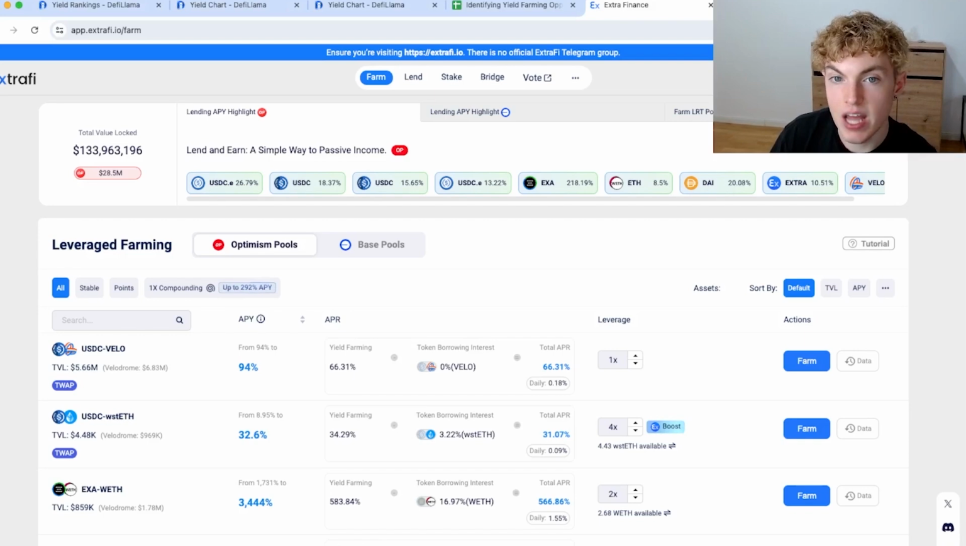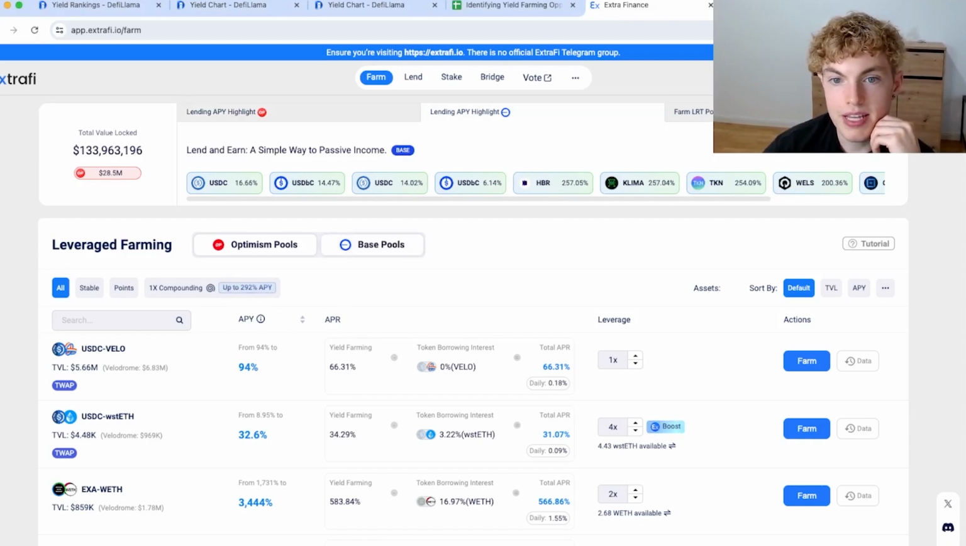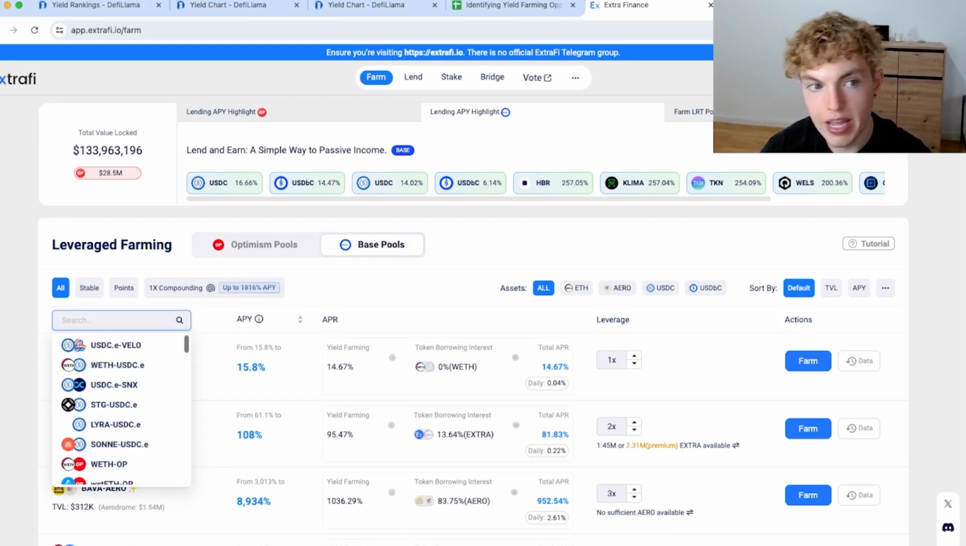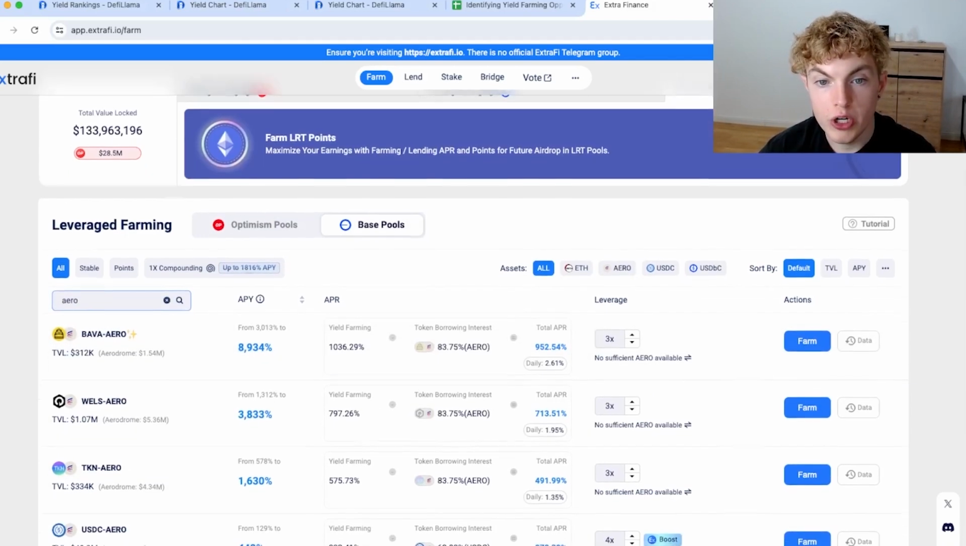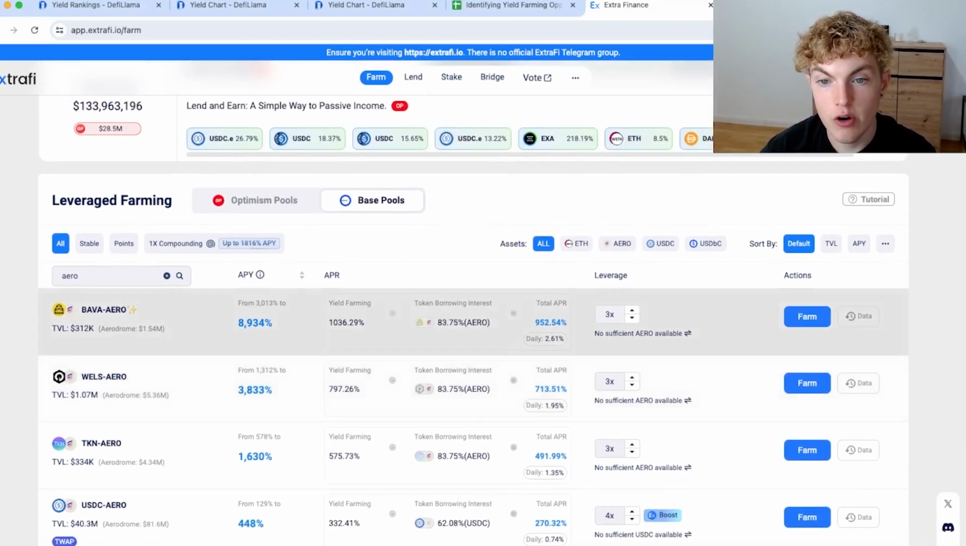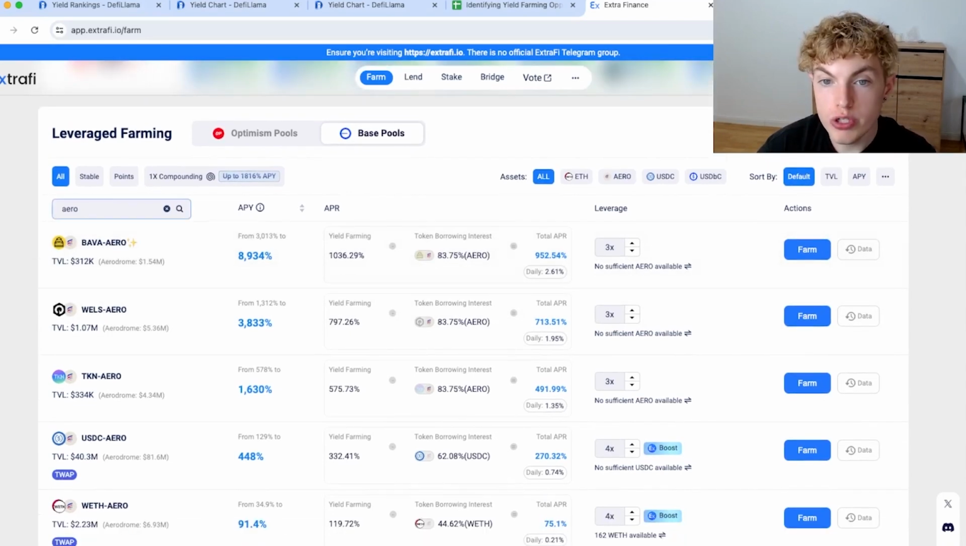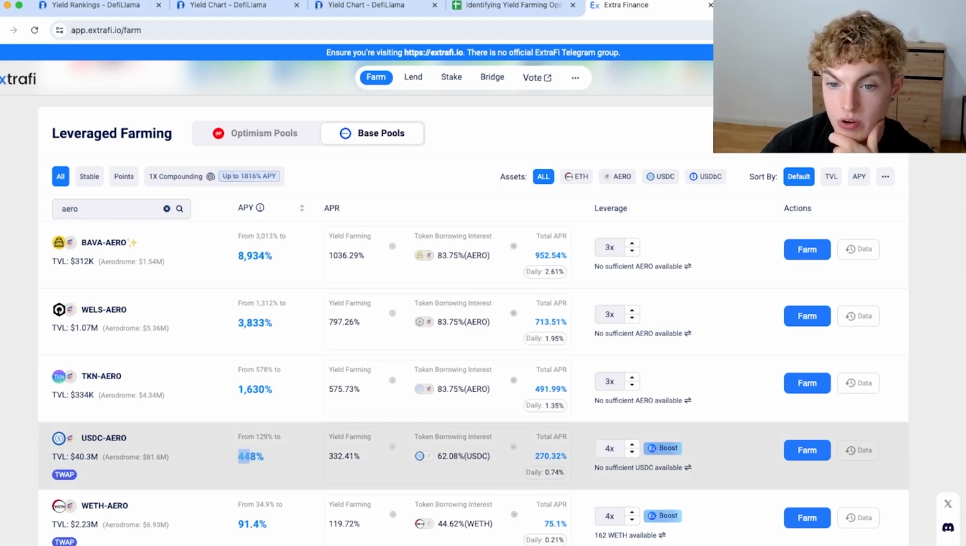Remember, this is on the Base network, but it also supports Optimism as well as Base. So we're going to go over to Base and then search for the Aero pool. When we're searching for the Aero pool, we could find other opportunities, but in this scenario, I'm not looking for that. I just want to show you. We might find better opportunities, but in this case, it doesn't look like it. So it looks like USDC Aero has one of the best returns.